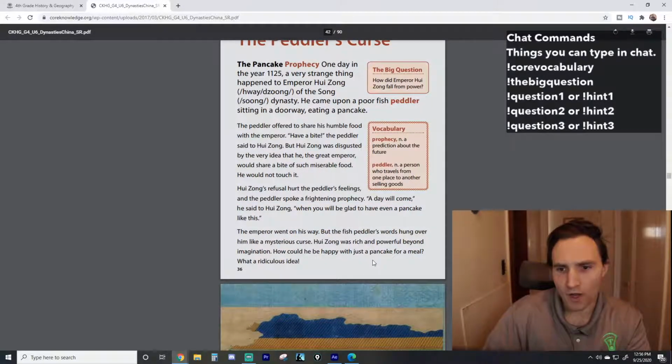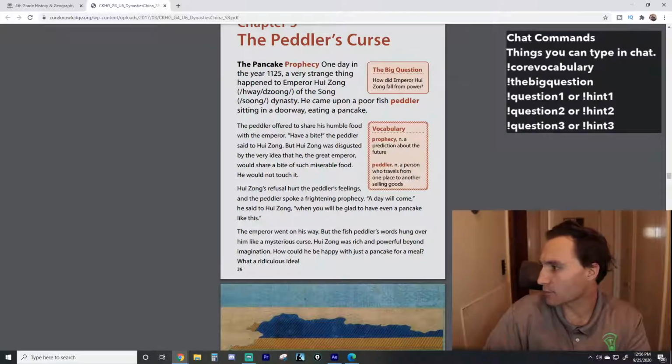The emperor went on his way, but the fish peddler's words hung over him like a mysterious curse. Wei Zhong was rich and powerful beyond imagination. How could he be happy with just a pancake for a meal? What a ridiculous idea. So that is the pancake prophecy, all right?